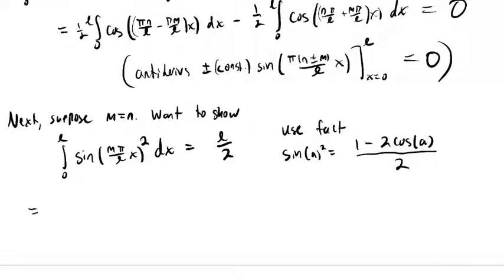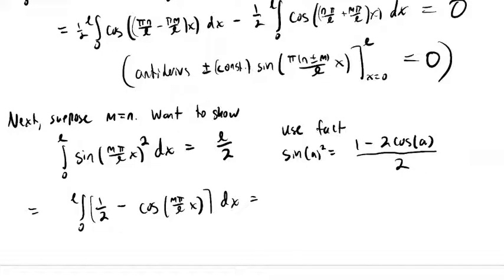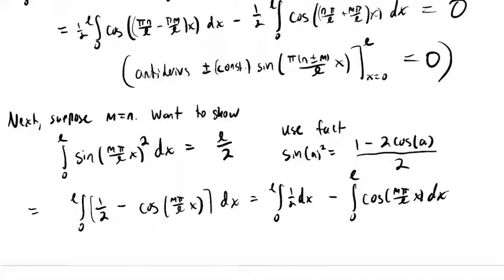If I plug this in, the integral is now equal to the integral from 0 to L of 1/2 minus cosine of, in this case, a is m pi over L times x, dx. I can split this up into two terms. The first is the integral from 0 to L of 1/2 dx. And then the second is the integral from 0 to L of the cosine term. The integral from 0 to L of 1/2 is just 1/2 times L, which is L over 2.